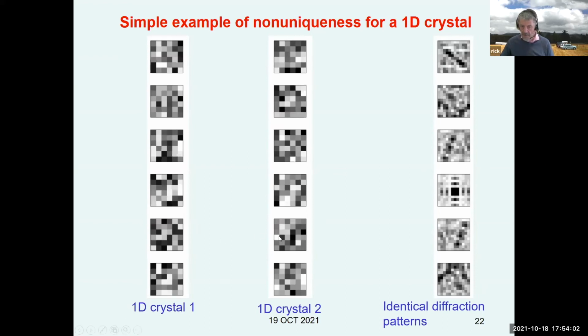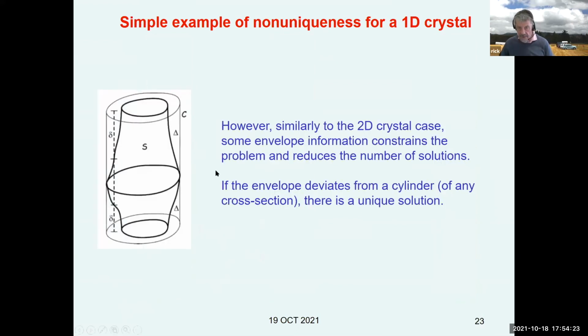However, although there are these multiple solutions, the set of these multiple solutions is very small compared to the overall number of possible electron densities. So it doesn't take much additional information to eliminate these other solutions. In fact, you can show that if you have some envelope information, the envelope of one unit cell of the crystal, and that envelope information deviates from a cylinder, then there's a unique solution. And of course, in practice, the more it deviates from a cylinder, the easier that solution would be to find.